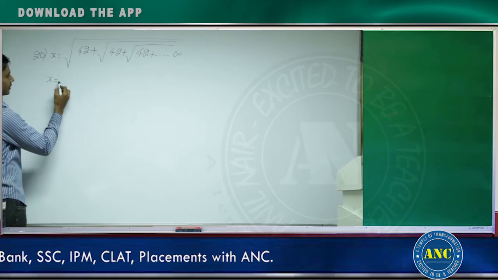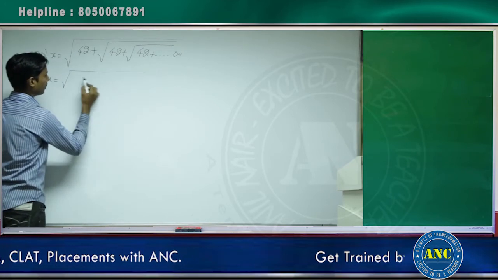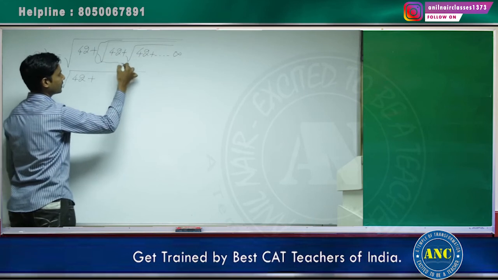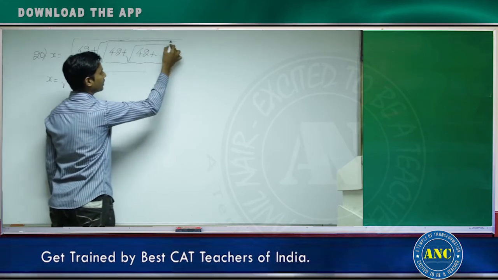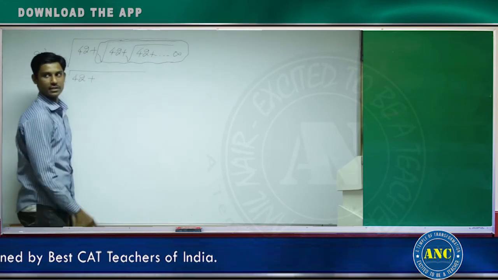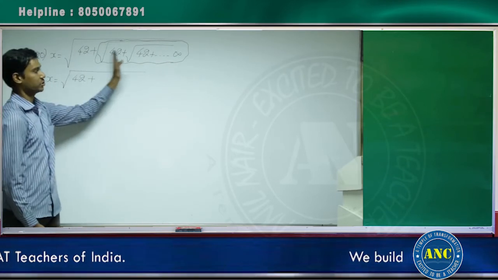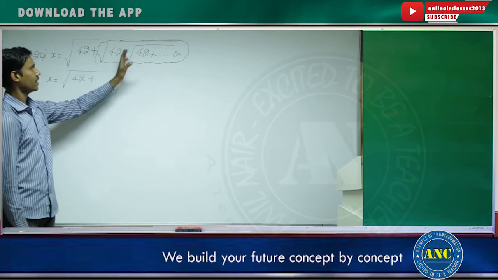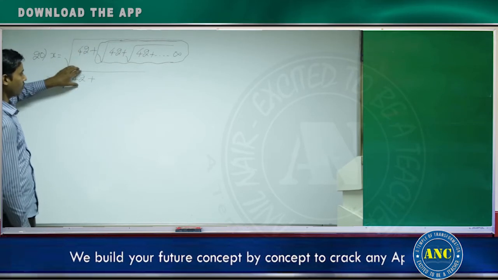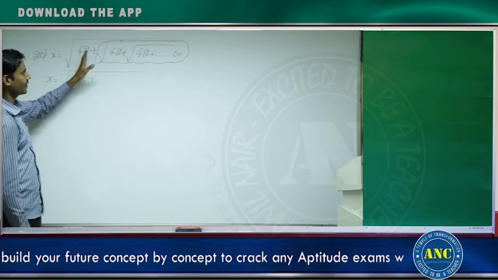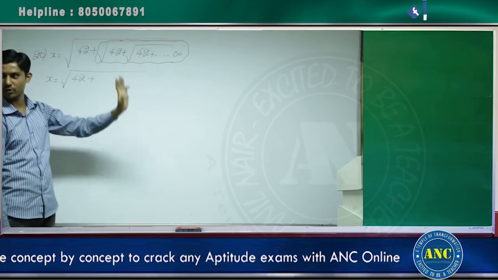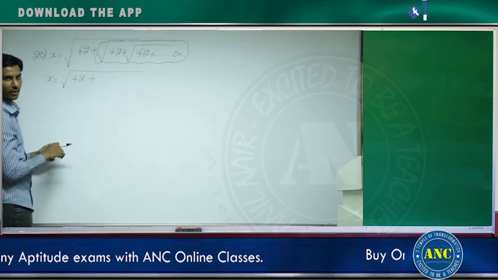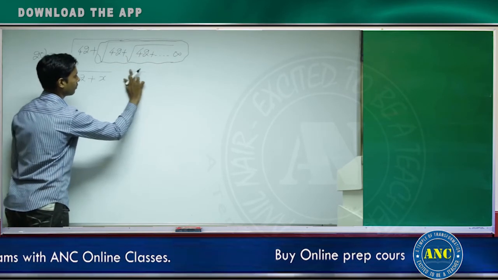If I call this as x, this is square root of 42 plus this entire thing. Can I call that again as x only? Because it is something like this is the entire ocean. It is tending to infinity. Out of this entire ocean, I took only one drop of water and I placed it here. The other drop is still the ocean itself. It makes no difference, right? That means this entire thing I can again rename as the same variable x itself. So it is square root of 42 plus x.